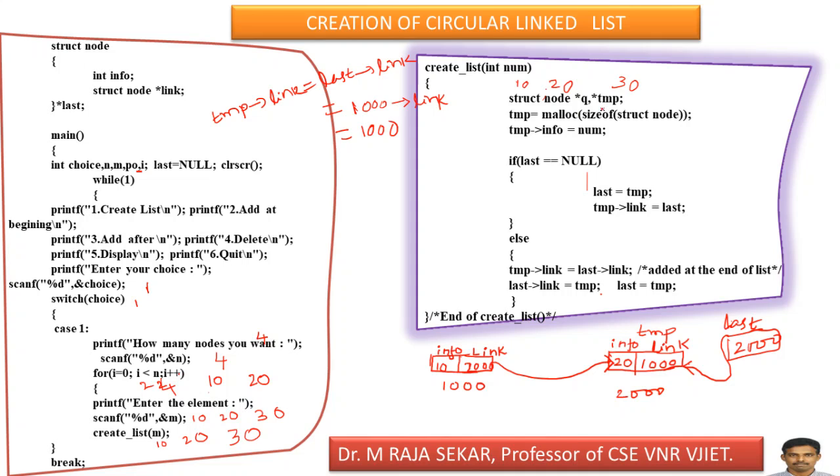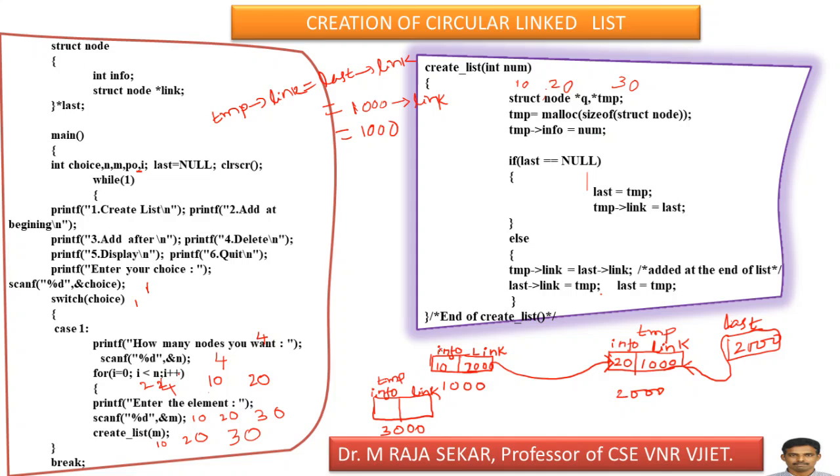Isn't it? Struct node *q, *tmp. tmp = malloc(sizeof(struct node)). Means internally a node will be created with name tmp, isn't it? tmp->info, our first field is information field, our second field is link field, isn't it? Let this address be 3000. Yes, tmp = malloc(sizeof(struct node)), internally a node will be created.